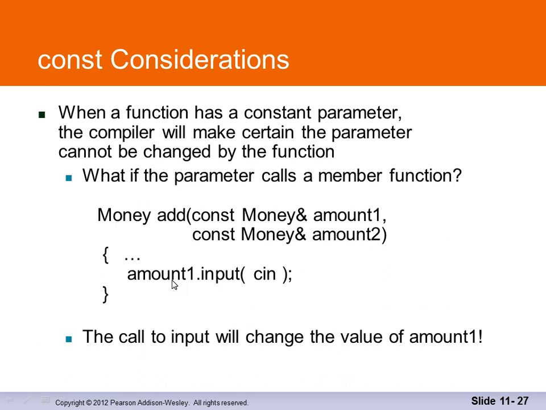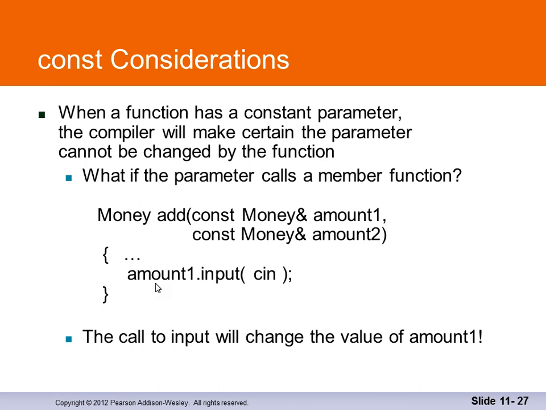This is an object of type Money. What are the values inside amount1? What are the private data members? All cents, do you remember? This input function, most likely, is going to modify the all cents of amount1 because it's an input function, right? Now the controversy here is that amount1 should be a constant reference and we should not allow it to be modified inside this function. Yet there's another function call, input, being called through amount1, and most likely it will change the all cents member of amount1.